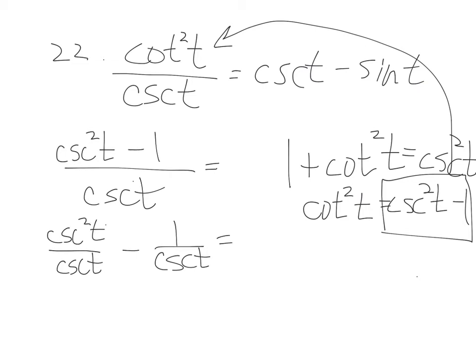And once we get to here, I've separated into two terms, and I want to get a cosecant minus a sine. So let's see if we can kind of unwrap that or find that from what we have. Well, when I look at this term, I have cosecant squared over cosecant. So those cancel, and that's left with cosecant, which is what I wanted, minus, over here I have a cosecant in the denominator, and I want a sine.